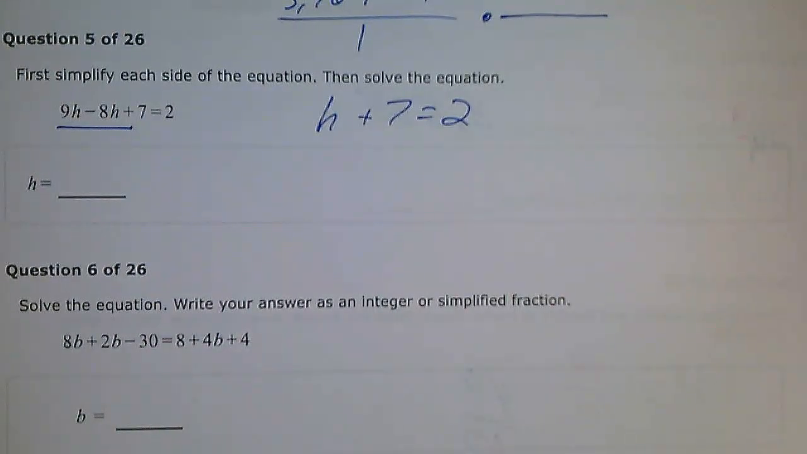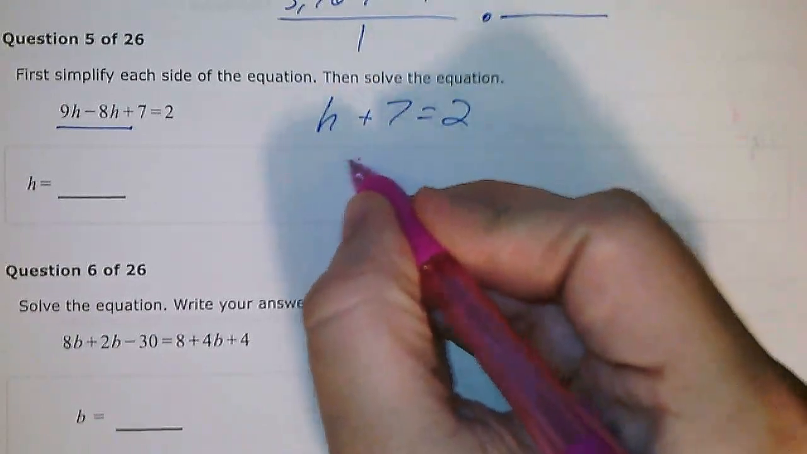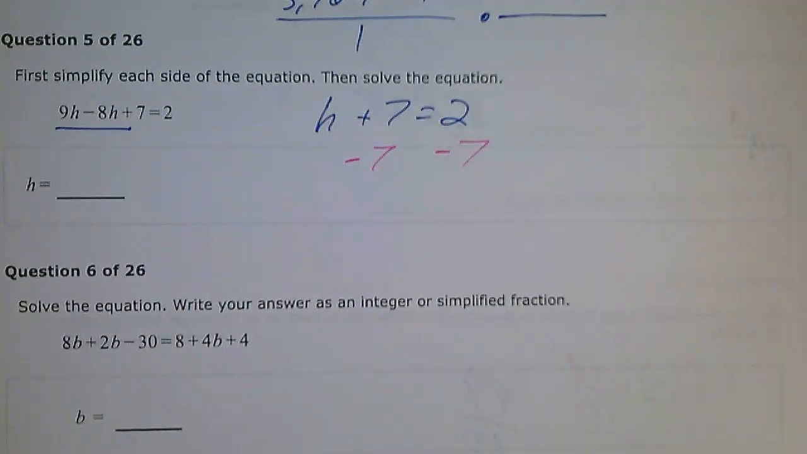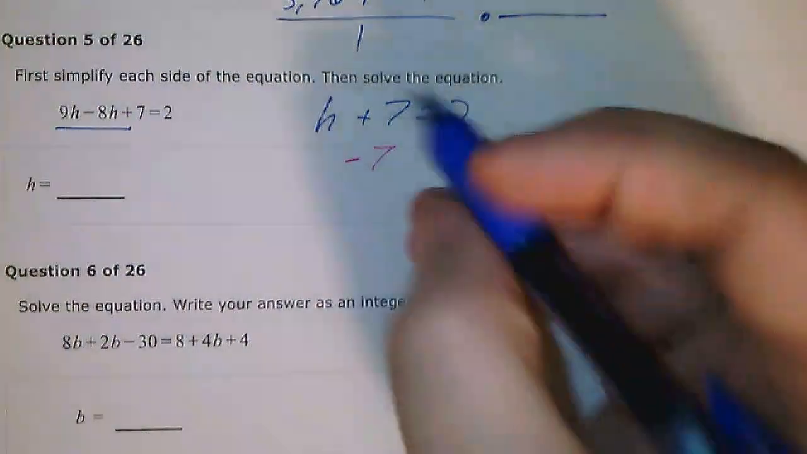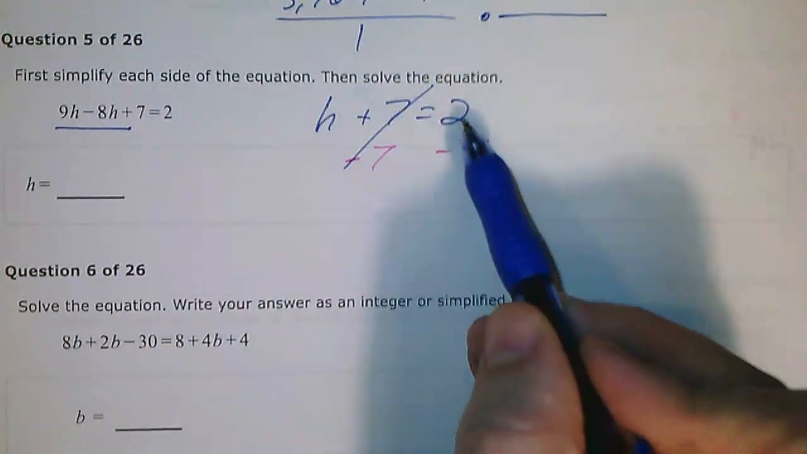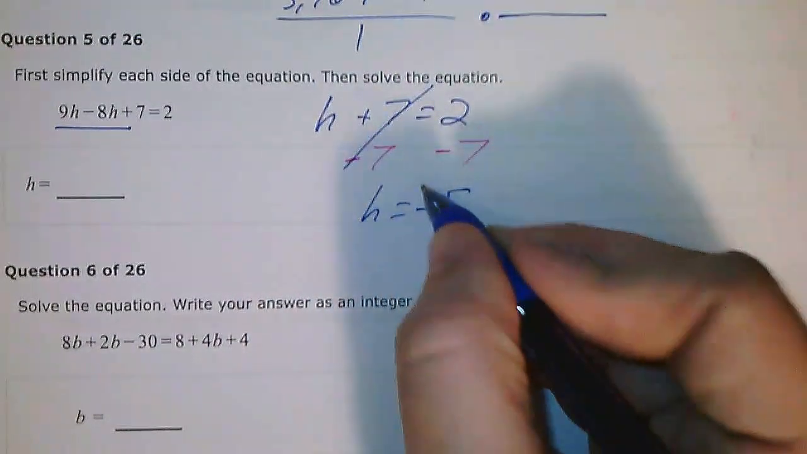Bring in everything else. The plus 7 and the equals 2. Now we want to get h completely by itself. To get rid of a plus 7, we subtract 7. Anything I do to one side of the equal sign, I have to do to the other. 7 minus 7 cancels out, and 2 minus 7 is negative 5.